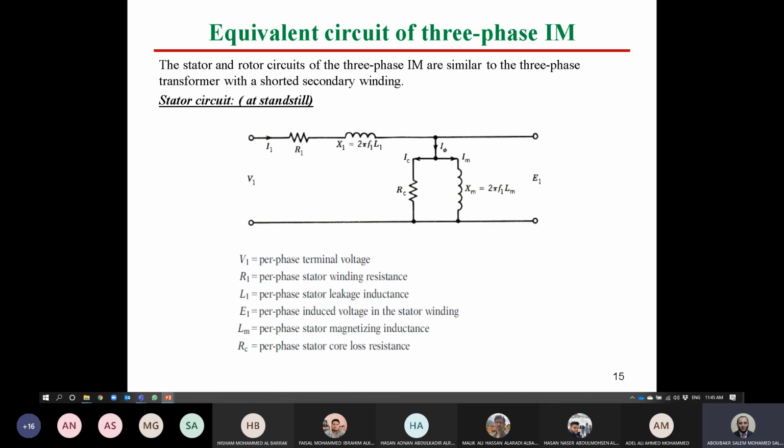So we can say the equivalent circuit at standstill is like that. We have R1, X1, this is for the stator side, R core, XM for the magnetization branch. So this now represents the stator circuit.